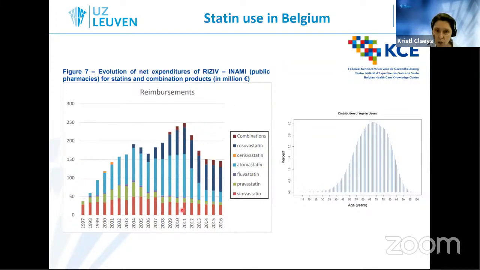Here you can see also what statins are used in Belgium. You see that some are increasingly used, others are less used. For instance, atorvastatin is less frequent, and rosuvastatin, for instance, a little bit more frequent. And here you also see the distribution of age of statin users in Belgium, where you see that it's not only the patients that are a little bit older, but also younger patients, as you can see here, 35, 45 years of age.